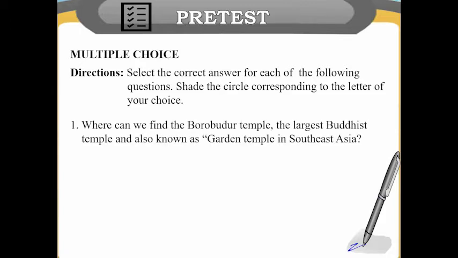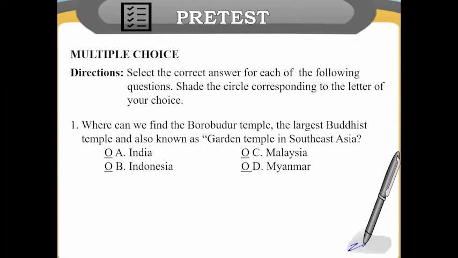Number 1. Where can we find the Borobudur Temple, the largest Buddhist temple and also known as Garden Temple in Southeast Asia? Letter A, India. Letter B, Indonesia. Letter C, Malaysia. Or letter D, Myanmar. The correct answer is letter B, Indonesia.